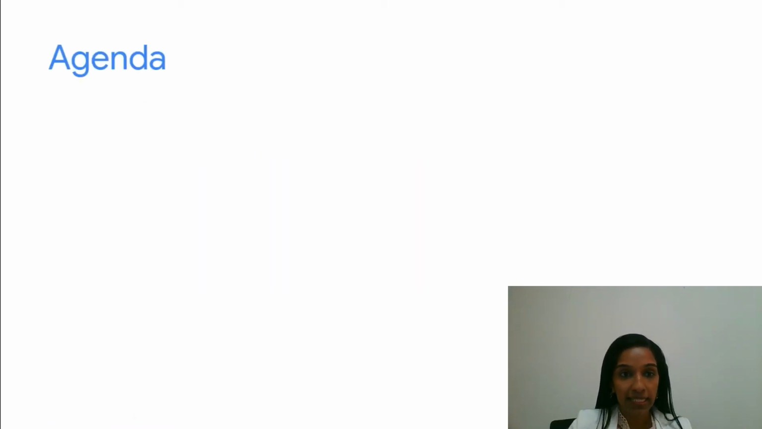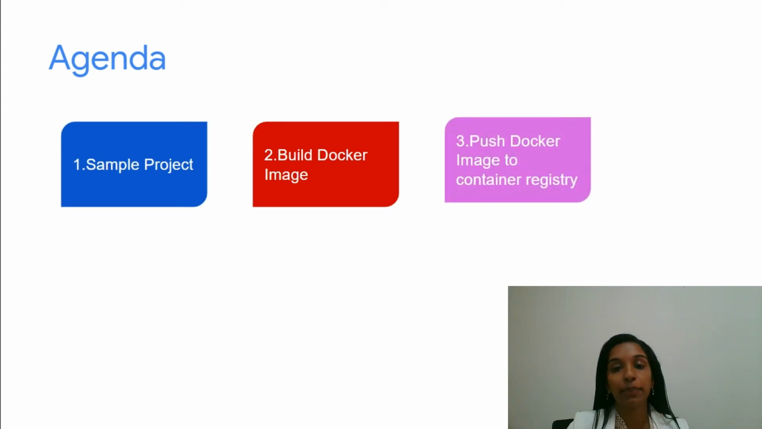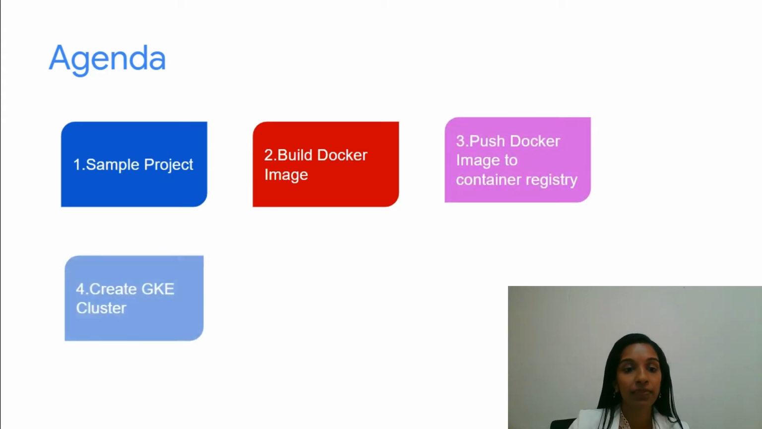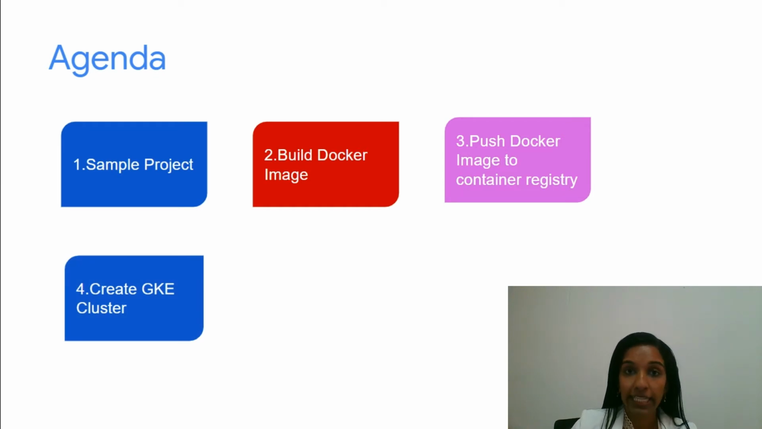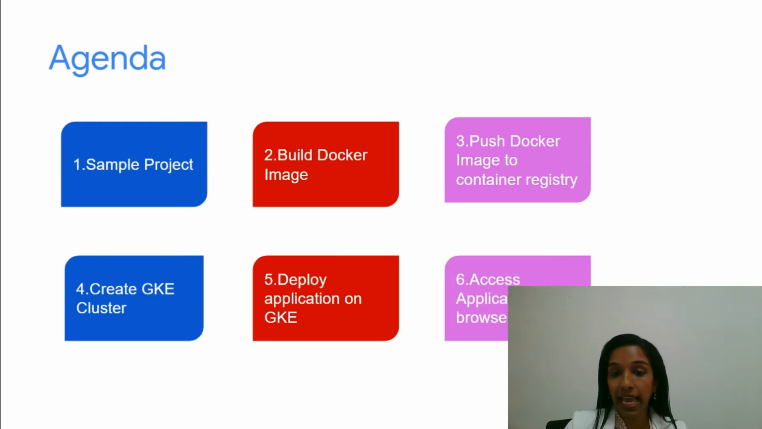So here the agenda is first we need to have a sample project and we are going to access that project from the Google Cloud Shell. Then we are going to build the Docker image from the sample project. Then we are going to push that Docker image to the Google Container Registry. Then we have to create a Google Kubernetes Engine cluster and deploy our application on the Google Kubernetes cluster. And then we can access the application on the web browser.